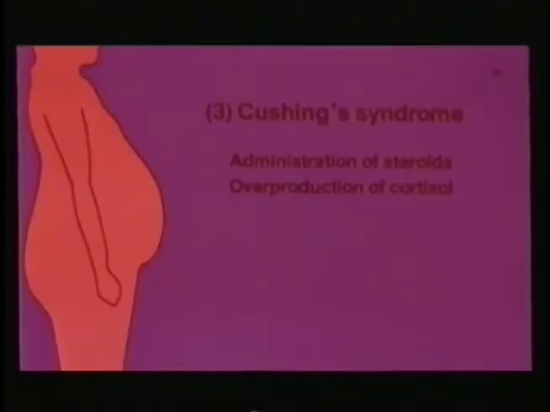Third, Cushing's syndrome, due either to therapeutic administration of adrenal steroid hormones, or to overproduction of cortisol by the adrenal gland. Although not as potent a stimulator of potassium secretion as aldosterone, cortisol and other glucocorticoids do have some mineralocorticoid activity.